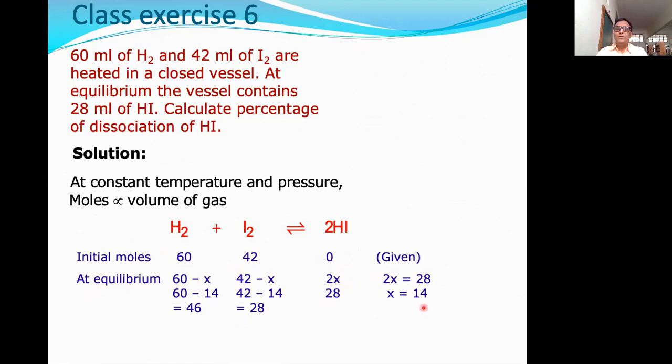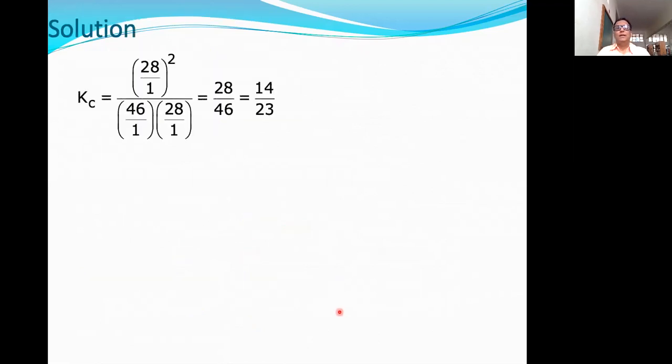So here x will be equal to 14. So here 60 minus x is 60 minus 14, that is 46, and 42 minus x, that is 42 minus 14, equal to 28. Now, you know that for this reaction, you can write Kc equal to (28/1)^2 divided by (46/1) into (28/1). That is equal to 28 by 46, that is equal to 14 upon 23.